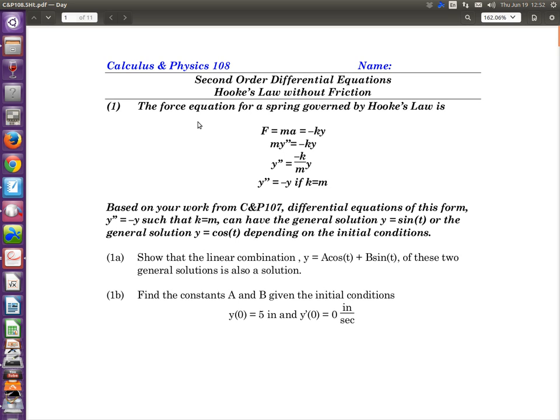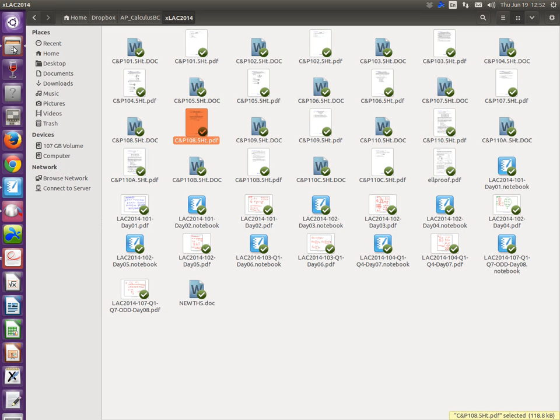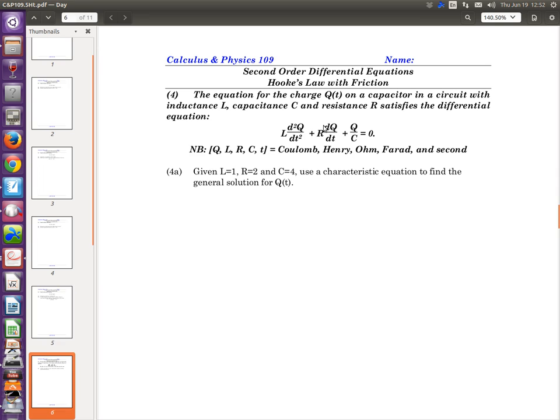Packet 8 is using second-order differential equations to do some Hooke's law stuff. So we'll get into that. And so is 9, I think. 9 is a continuation of that, showing the duality between mechanics, physics, and mechanical models, and electromechanics, electromagnetism. There are a lot of parallels or dual situations, and this is one of them. So we'll get to that.